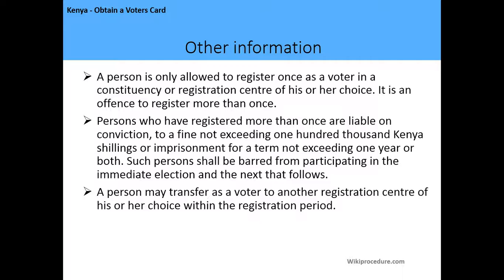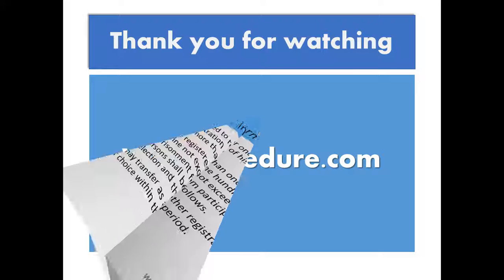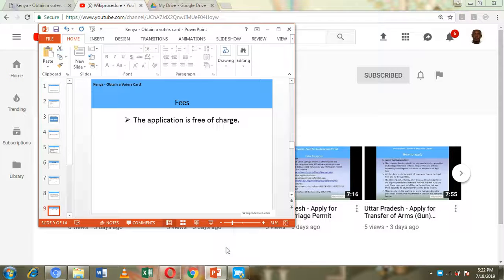A person who has registered more than once is liable on conviction to a fine not exceeding 100,000 Kenyan shillings or imprisonment for a term not exceeding 1 year, or both. Such persons shall be barred from participating in the immediate election and the next that follows. And a person may transfer as a voter to another registration center of his or her choice within the registration period. So it's quite simple.